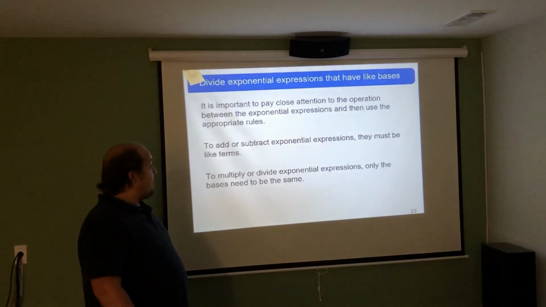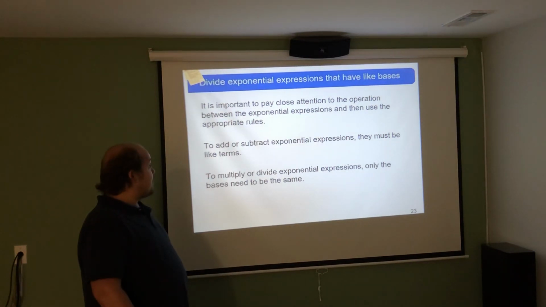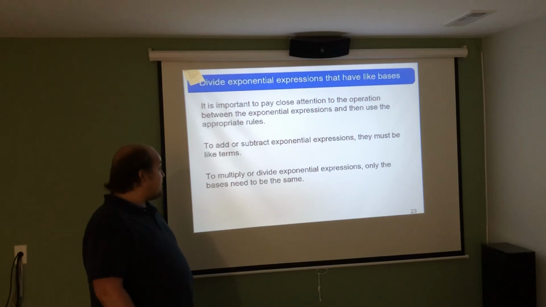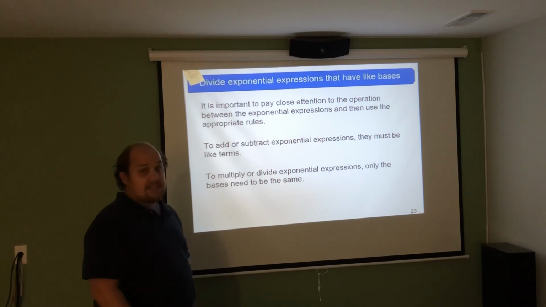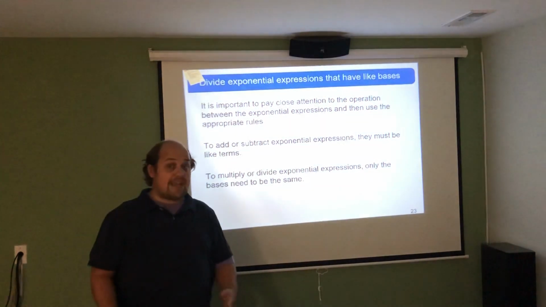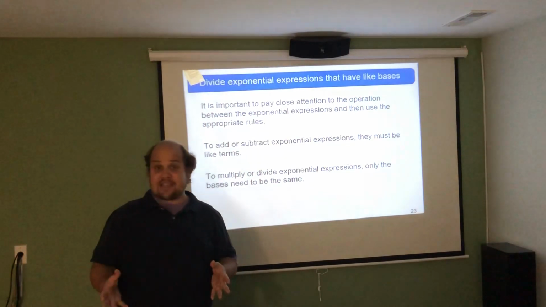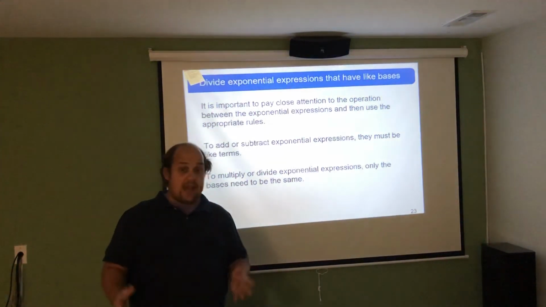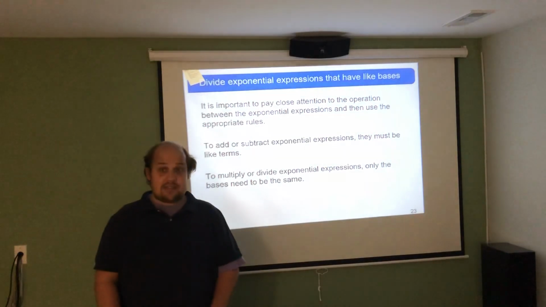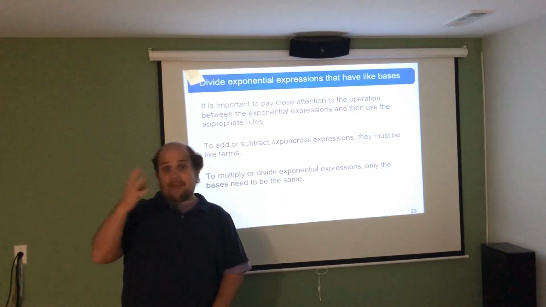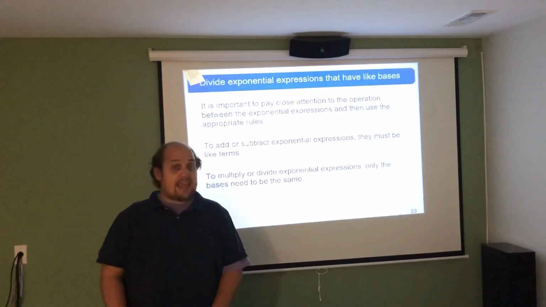It's important to pay close attention to the operation between the exponential expressions and then use the appropriate rules. To add or subtract exponential expressions, they must be like terms. To multiply or divide, only the bases need to be the same. So what that's saying is I can't combine something like x squared plus x cubed, since they're not the same variable, they're not the same base to the same exponent, I can't combine them.